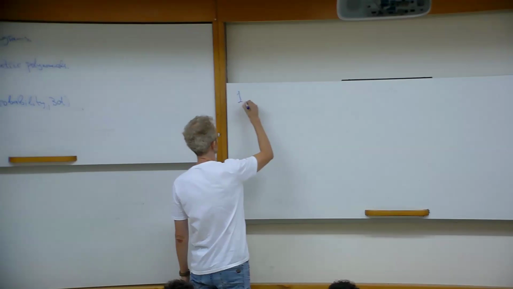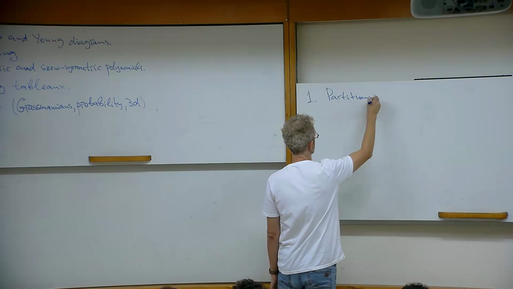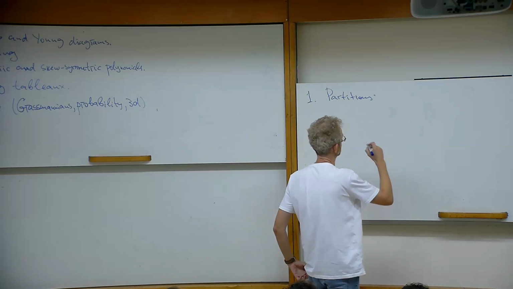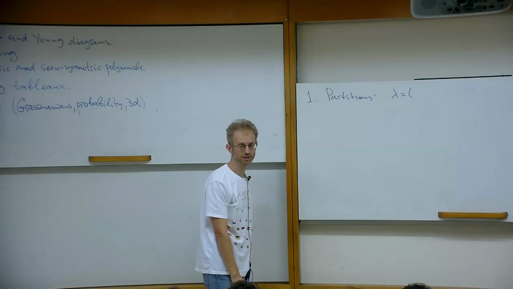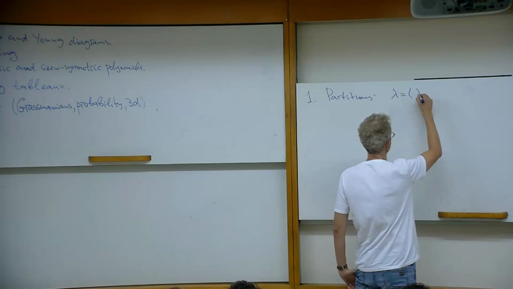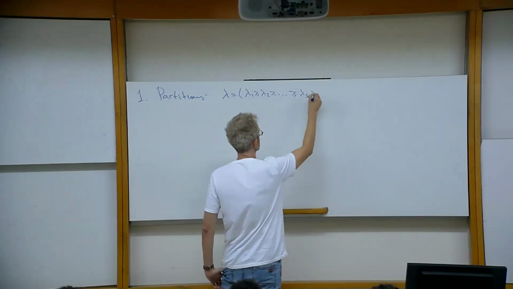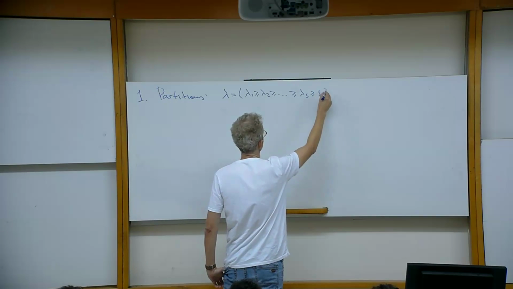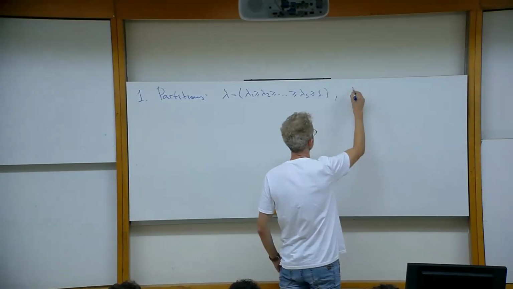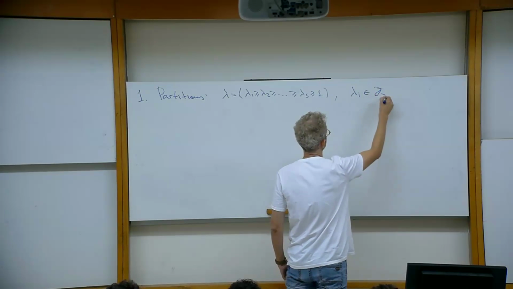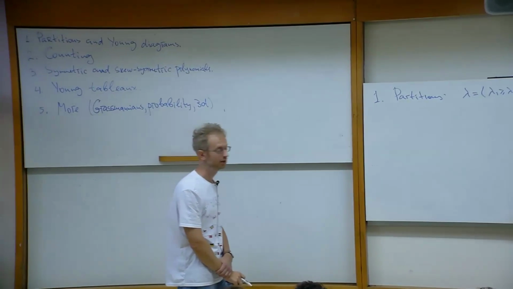So I'll start with the partition. So what are the partitions? We take lambda, which is a collection of positive integers. So lambda is lambda 1 greater or equal than lambda 2 greater or equal than lambda s. And the last one is also positive, all of them are integers. Maybe I just write it explicitly. Positive integers. So they are coming in non-increasing order.